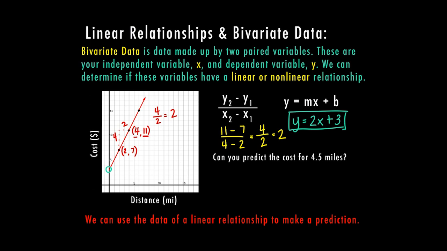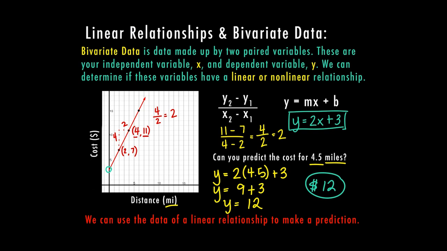So let's use our formula. We have y, which is what we're looking for, equals 2 times 4.5 plus 3. I know that 4.5 goes with the x because it is labeled miles, and miles is my x on the graph. So now I can just solve. y equals 4.5 times 2 is 9, and 9 plus 3 is 12. So I can predict at 4.5 miles the cost would be $12.